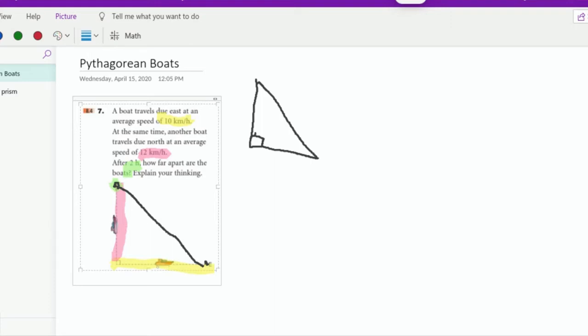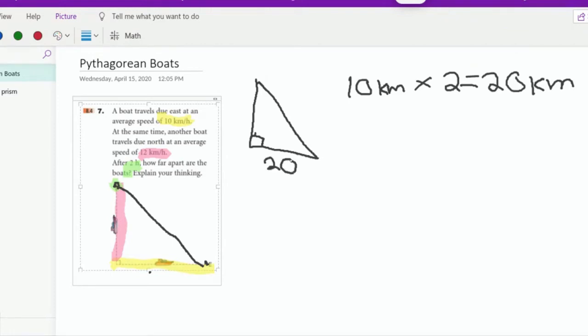The first thing we need to figure out is this boat that's going east, it's going 10 kilometers an hour. So that means every hour, it's going 10 kilometers. We want to know how far it's gone after 2 hours, so we're just going to multiply that by 2. That's going to give us how far that boat has gone from its start after 2 hours. So that boat going east has gone 20 kilometers, and I can label the bottom leg of my triangle as 20. I'm going to leave my units out for now. I'll put them back in later.